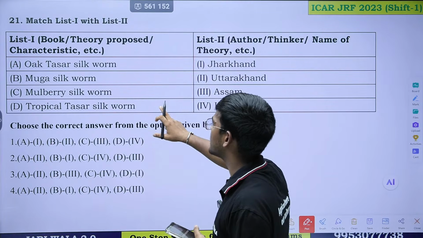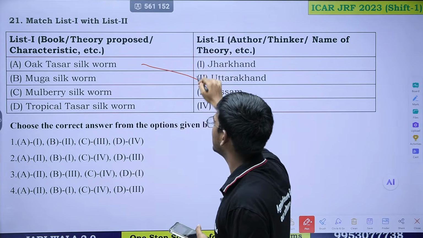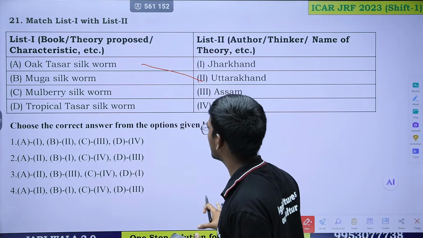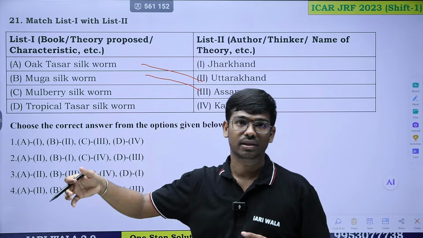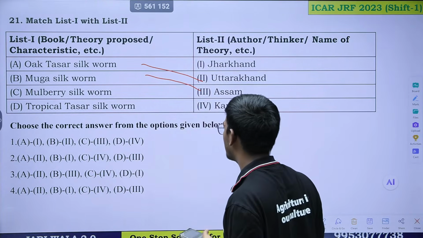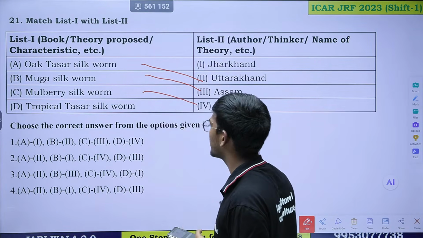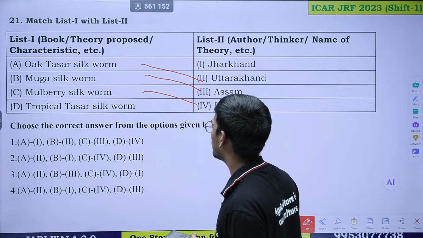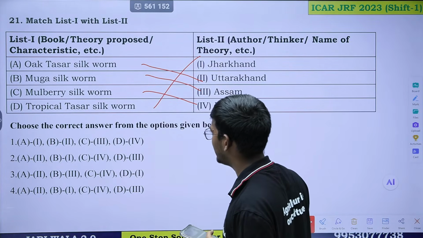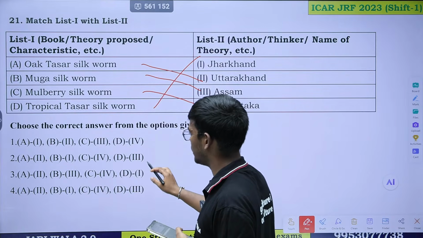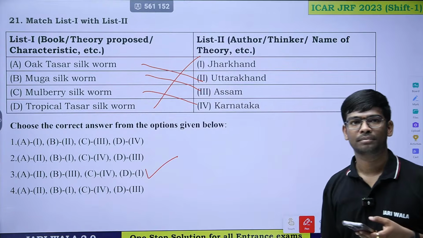So oak tasar silkworm is highest in the case of Uttarakhand. Then muga silkworm is specific to Assam, so that's why the name itself gives Assamensis. Okay, and mulberry silkworm from Karnataka. Then tropical tasar, the leftover option is Jharkhand. Simple. So A2, B3, C4, and D1. Question 21, option 3.